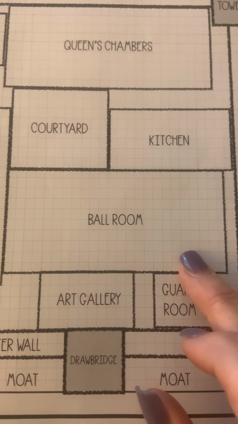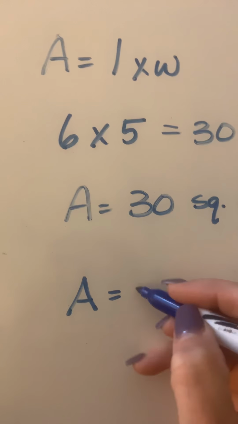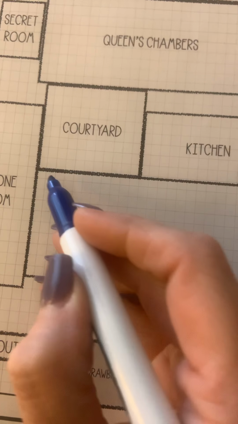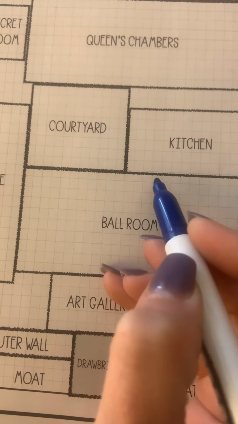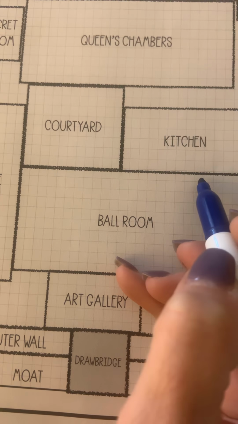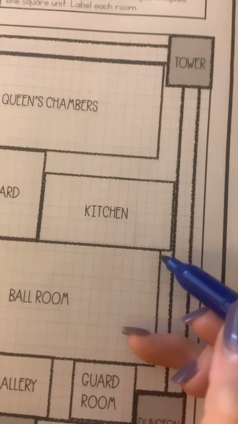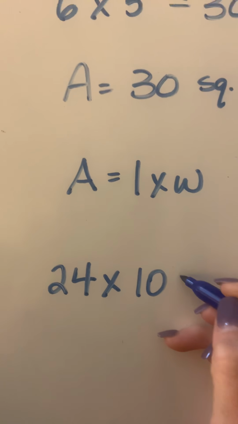All right. So area is still going to be length times width. That doesn't change. Problem is my number is going to get quite big. Let's see what it is. 1, 2, 3, 4, 5, 6, 7, 8, 9, 10, 11, 12, 13, 14, 15, 16, 17, 18, 19, 20, 21, 22, 23, 24. And 1, 2, 3, 4, 5, 6, 7, 8, 9, 10. Okay. So we're looking at 24 times 10.